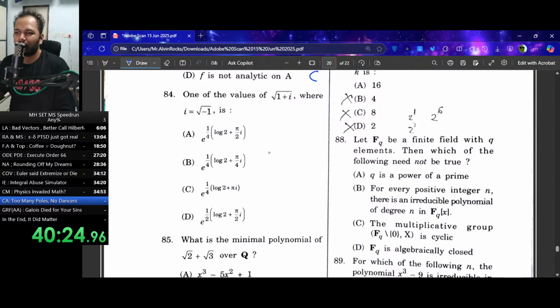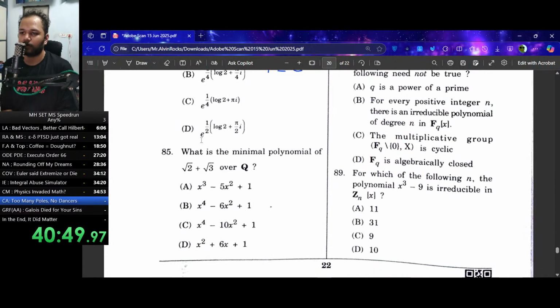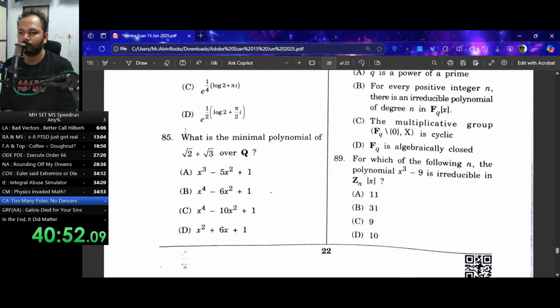Okay, straight up just take i, which can be written as e to the power i pi by 2, that is cos theta plus i sin theta. You can get your answer later on. As for this, just take squares and modulus and you will get it. It's a minimal polynomial of this.